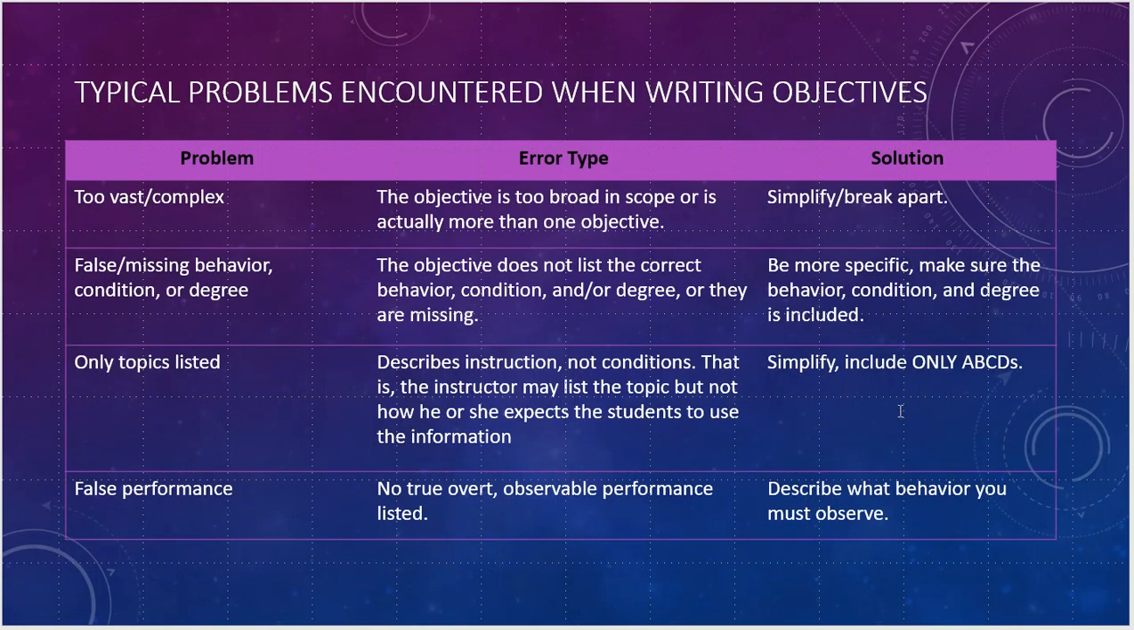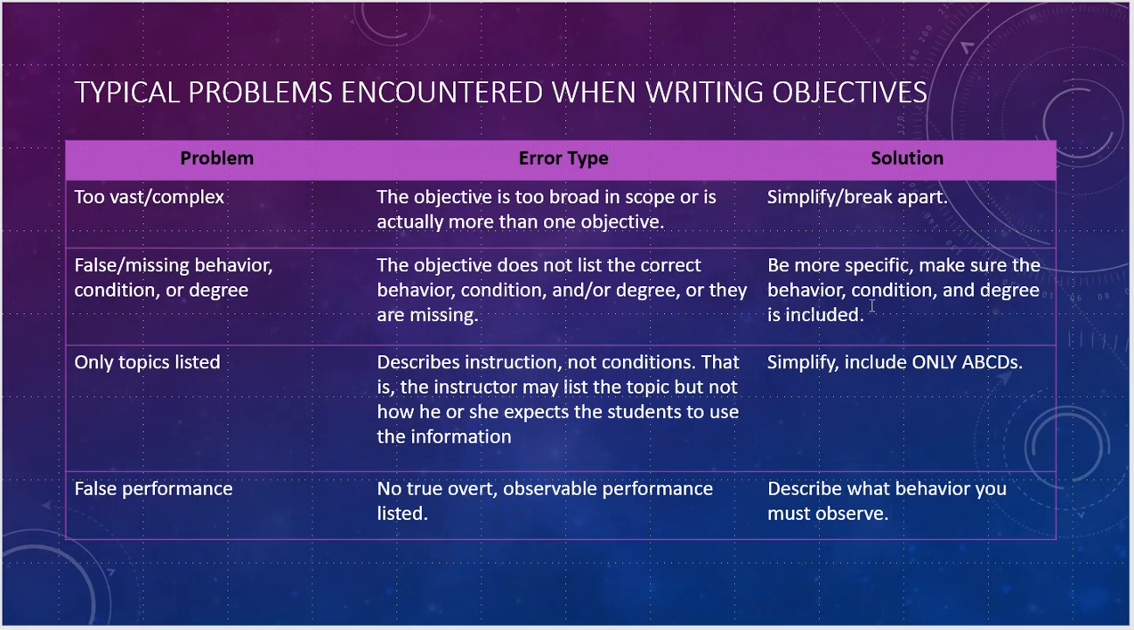All right, here are some issues we have when we have problems with objectives. Sometimes they get too vast or complex, and that's usually because your objective is too broad or there's more than one objective, like you have more than one verb. What you need to do is just break it apart. Sometimes you have a missing behavior, missing condition, or missing degree, and the objective doesn't list the correct information. So all you have to do is go back and be more specific.